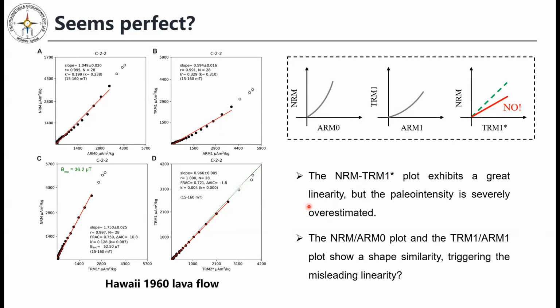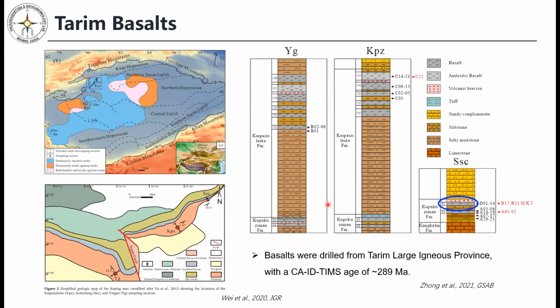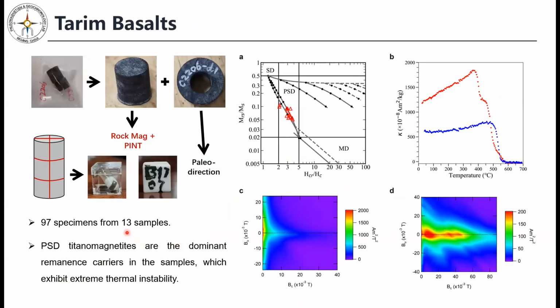We do a pseudo-Tsunakawa-Shaw experiment to see what will happen. And these are our samples. We use basalts drilled from the Tarim large igneous province with an age of about 289 Ma. We drilled and cut the samples into small pieces to get more specimens. In total, we have 97 specimens from 13 samples.